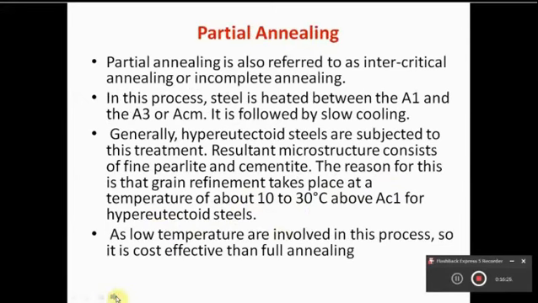Then partial annealing, it is also referred to as intercritical annealing or incomplete annealing. In this kind of heat treatment, steels are heated in between A1 and A3 temperature followed by slow cooling. Generally, hyper-eutectoid steels are subjected to this partial annealing heat treatment. The resultant microstructure consists of fine pearlitic structure along with cementite. The reason for this is that grain refinement takes place at a temperature of about 10 to 30 degrees Celsius above A1 temperature. As a low temperature is involved in this process, it is cost effective as compared to full annealing kind of heat treatment.